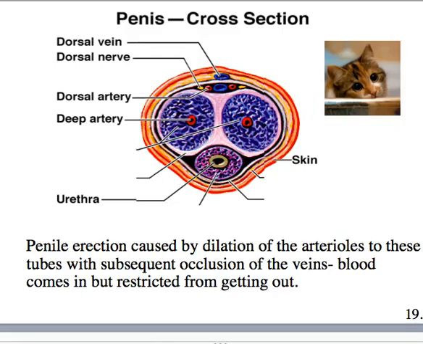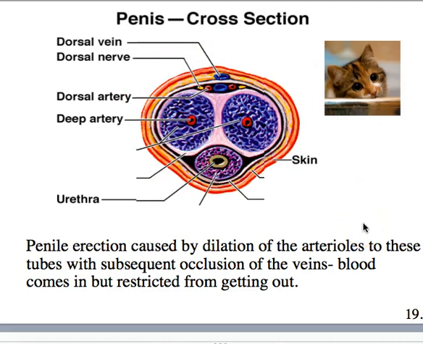Okay, let's talk about the penis in cross-section. Again, remember, if this makes you uncomfortable, look at the kitten. So if we look at the penis in cross-section, the urethra is coming this way. That's the hole that you see, okay? And then this is the skin all around it. So how does a penis become erect?